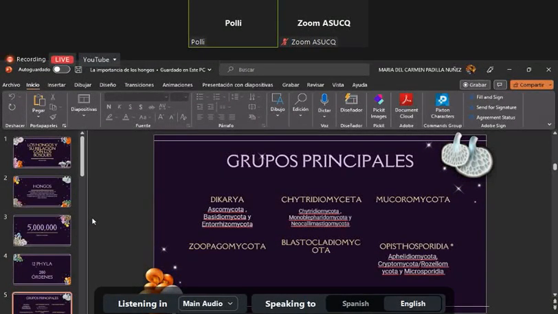Then we have Mucoromycota, Zoopagomycota, then Blastocladiomycota, and Opisthosporidia. This last one is a paraphyletic group, meaning that we don't know if the relationships among the organisms within this group are actually monophyletic, meaning that they have an ancestor and descendant relationship that is properly structured, and that's why we keep that with an asterisk.